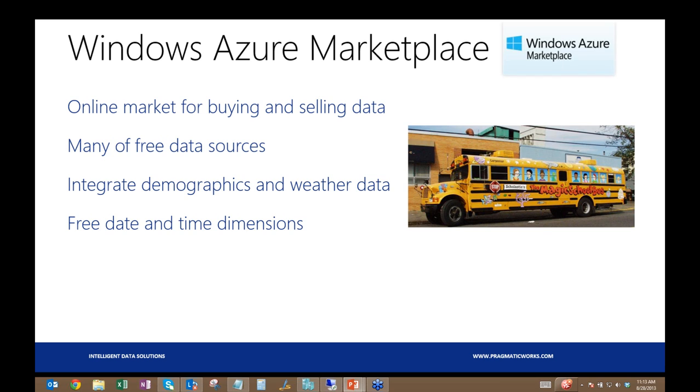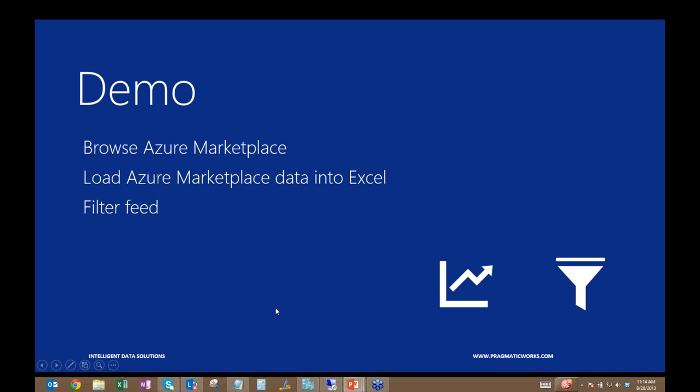For example, you could take a look at your sales numbers and analyze them by demographics data or by weather data. Also, if you're just starting out with business intelligence, as I mentioned before, the cornerstone is either a date or a time dimension, and you can also get that from the Azure Marketplace. So let's take a look at this. We'll browse the Azure Marketplace, we'll load some data in, and we'll work on filtering a feed as well.